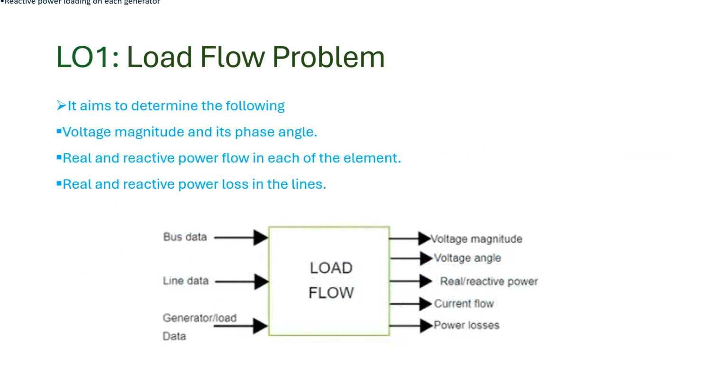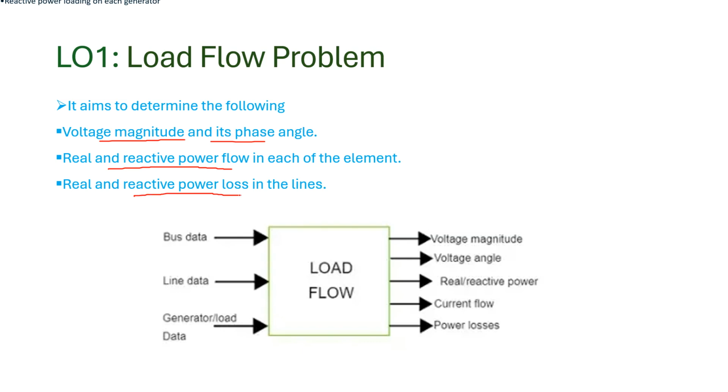Now, what is the aim of the load flow problem? When we do load flow analysis, we come to know the voltage magnitude and phase angle at a particular point, particularly at the bus. Then what is the real and reactive power at the bus and in the transmission line. At various points of the power system, we can identify the real power and the reactive power. Also, we can find the real and reactive power loss in the transmission line.